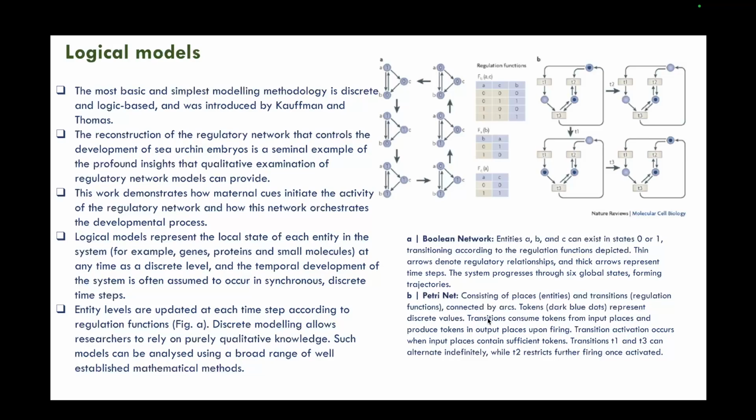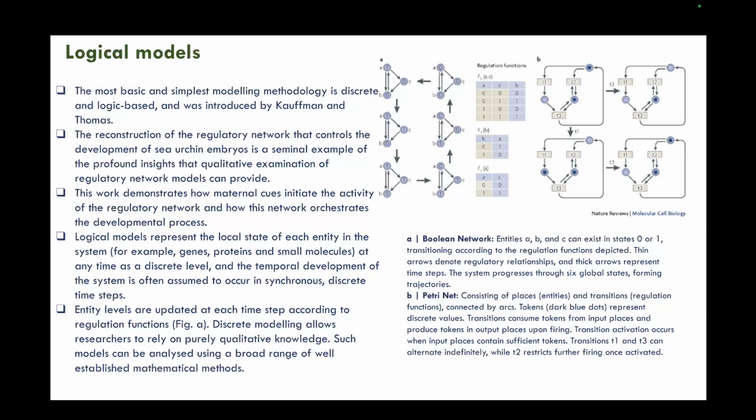And in a Petri net, this consists of entities and transitions connected by arcs. You see, these are transitions T1, T2. These are entities, and these are connected by arcs. And basically, transitions consume tokens from input places and produce tokens in output places while firing. So it's a similar concept, but slightly different, because in Boolean networks we use Boolean variables, and here we use a different kind of entity called tokens.